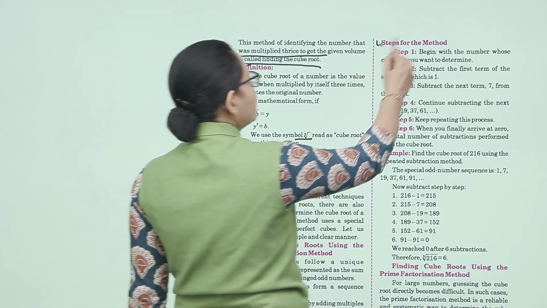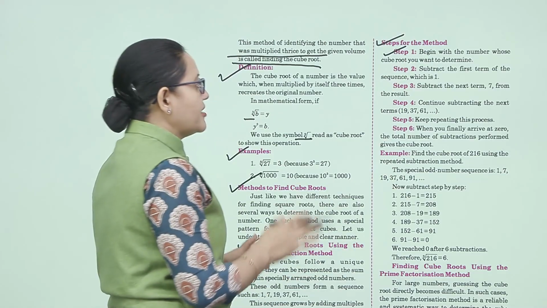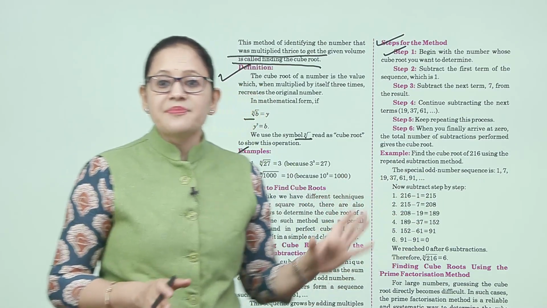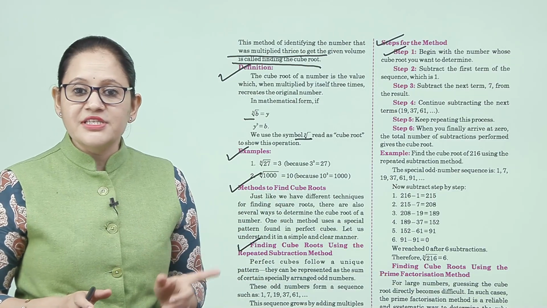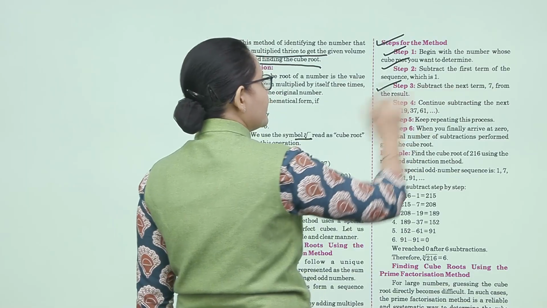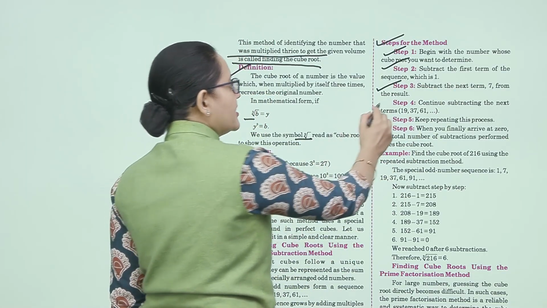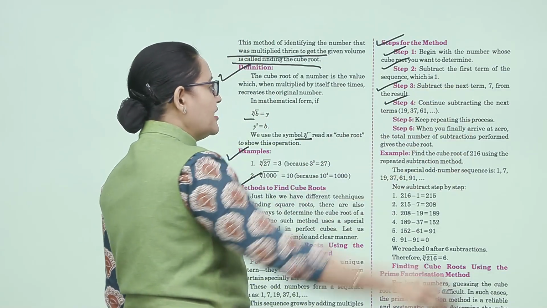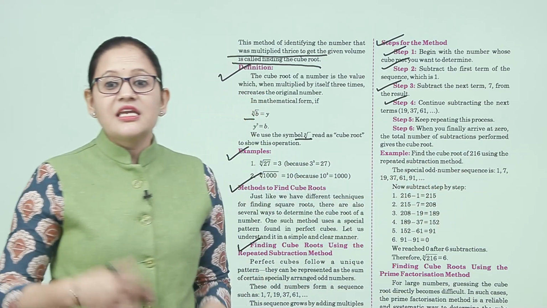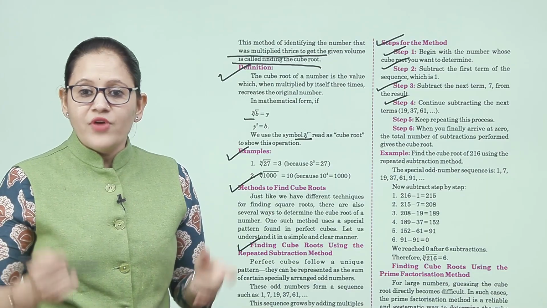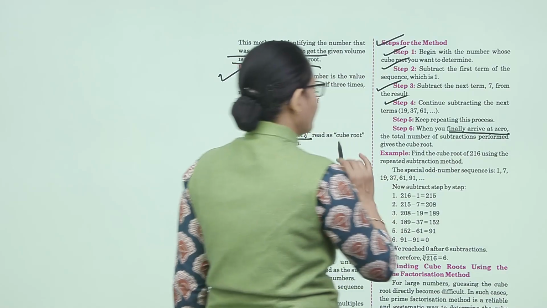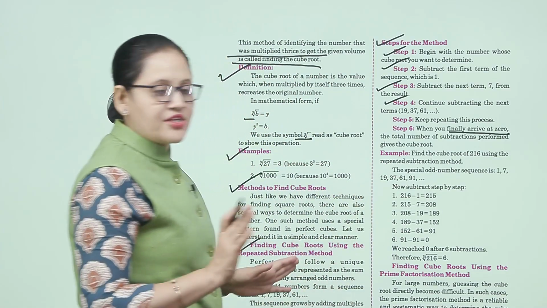So, steps for the method. Step 1. Begin with the number whose cube root you want to determine. We start with the number and subtract the first term of the sequence, which is 1. Then subtract the next term, 7, from the result. Then continue subtracting the next terms like 19, 37 and 61. Keep repeating this process until you arrive at 0. The total number of subtractions performed gives the cube root.